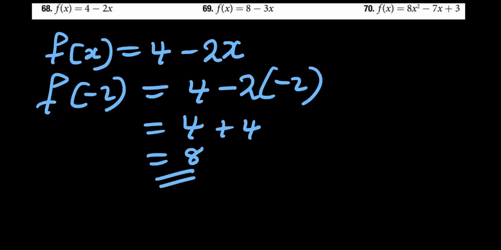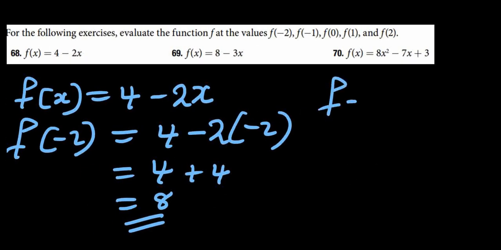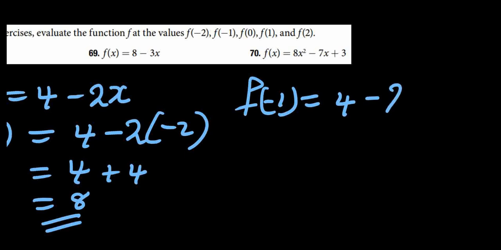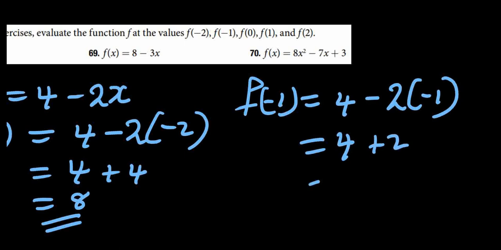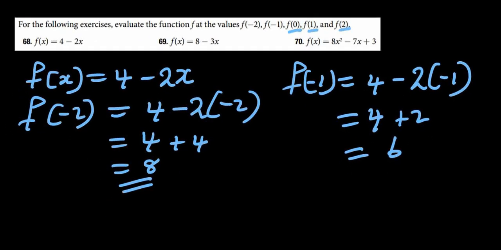All right, let's look at the next one. F of negative 1. So f of negative 1 is equal to 4 minus 2 times negative 1. And this will be equal to 4. Negative 1 times negative 2 is plus 2. So this will be equal to 6. I hope this makes some sense. So now you can try f of 0, f of 1, and f of 2. You can practice for those three values. Okay, let's quickly take question 69.